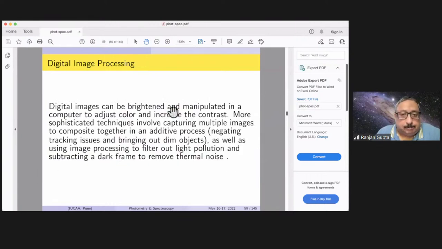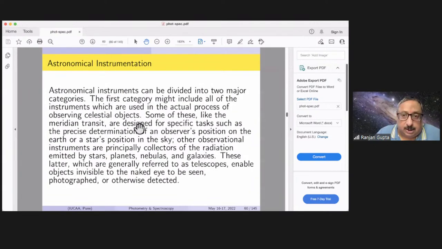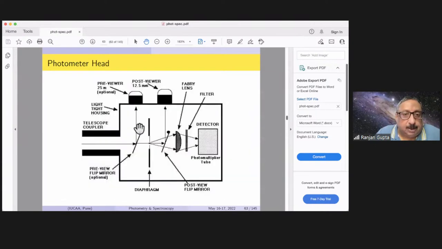So, as I said, digital images can be manipulated since it's on the computer. You can adjust the contrast and so on, very much like what Photoshop used to do 10 years back, and even today you can do Photoshop of your digital images. So I'll skip some of these things. Let me just quickly come to what's actually important.